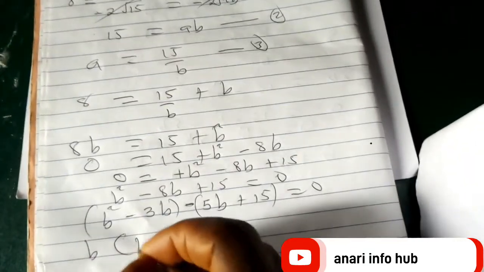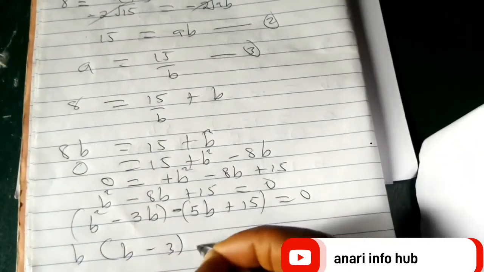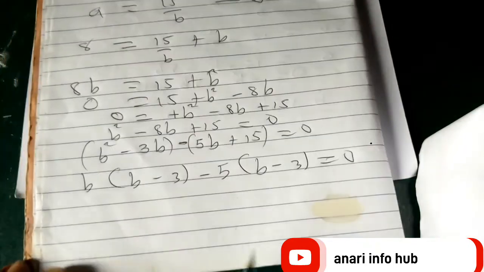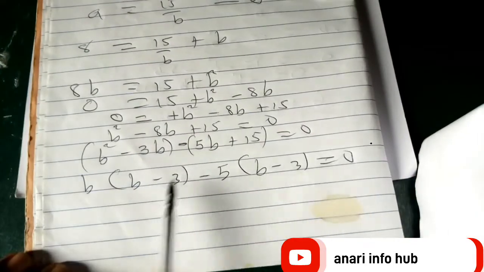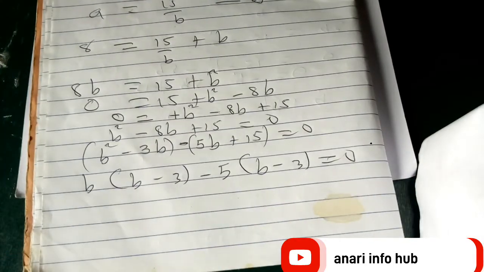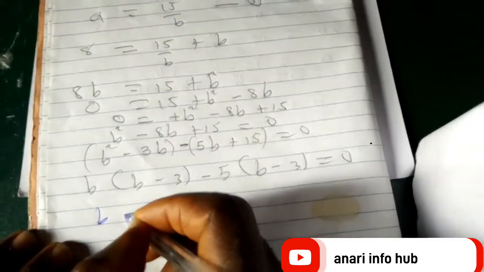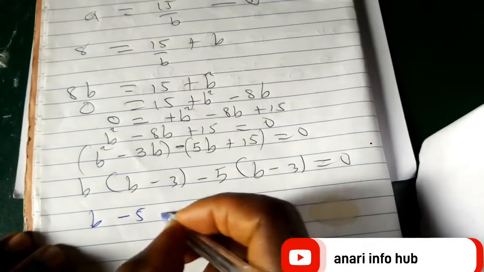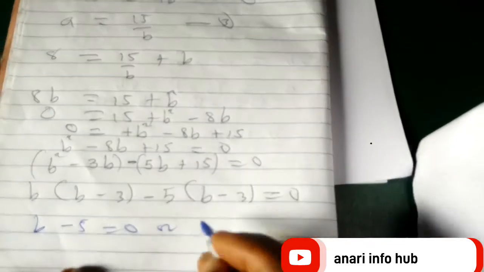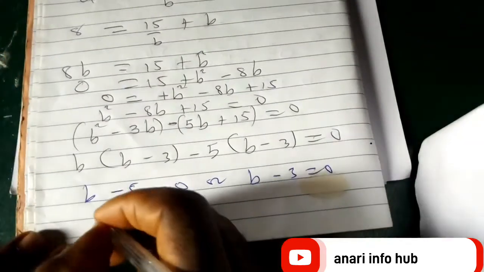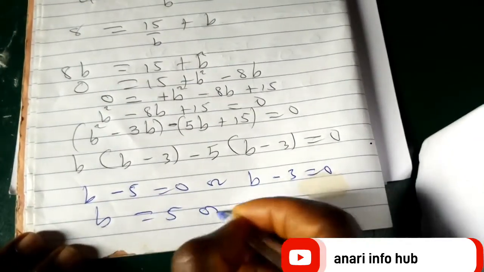So I have b in bracket, b minus 3, then minus 5 into b minus 3. Remember, these two brackets will always be the same. So this will give us, take one of them, b minus 5 equals 0, or b minus 3 equals 0. That means my solution is b equals 5, or b equals 3.